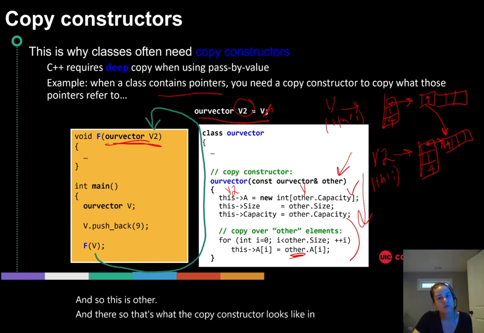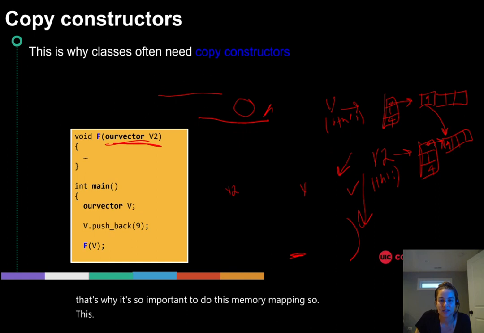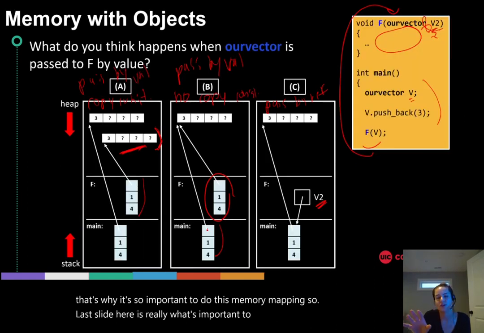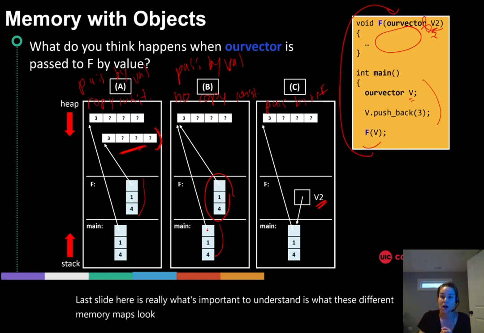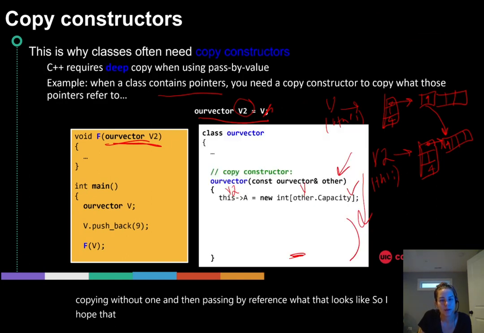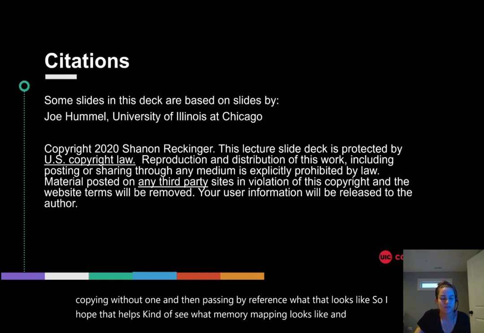And so that's why it's so important to do this memory mapping. This last slide here is really what's important to understand: what these different memory maps look like for copying with a copy constructor, copying without one, and then passing by reference. So I hope that helps kind of see what memory mapping looks like. And yeah, that's it for this video.